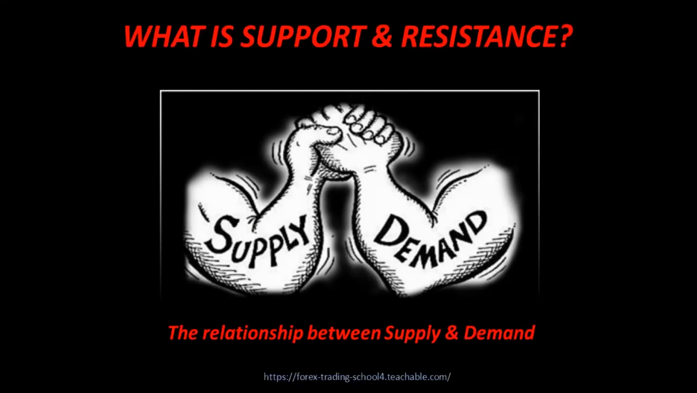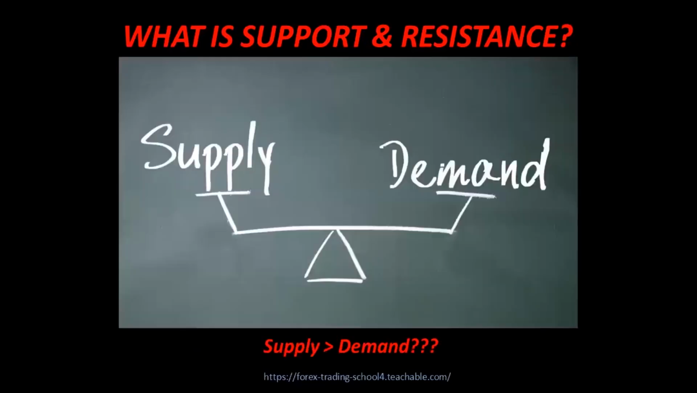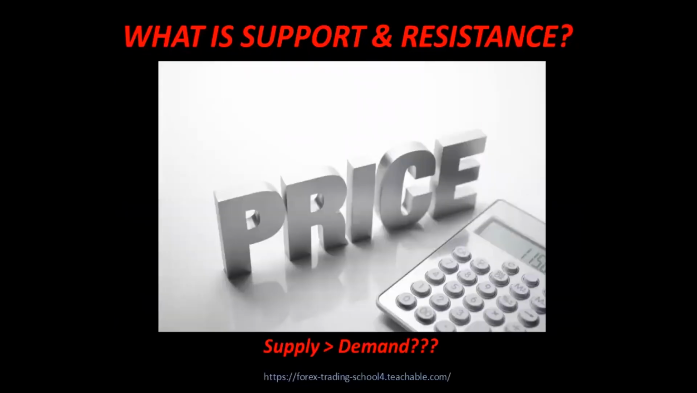So when it comes to the relationship between the supply and demand, we need to be able to answer these questions. Now, what happens when supply is greater than demand? And also what happens when demand is greater than supply? First of all, let's look at what happens when supply is greater than demand. What happens to price? Because everything has to do with price at the end of the day. Is the price going to go up or is the price going to go down? And then we can look at a few examples here.